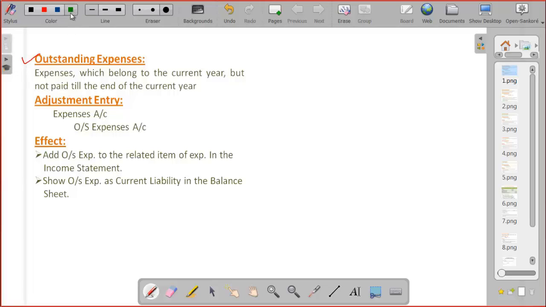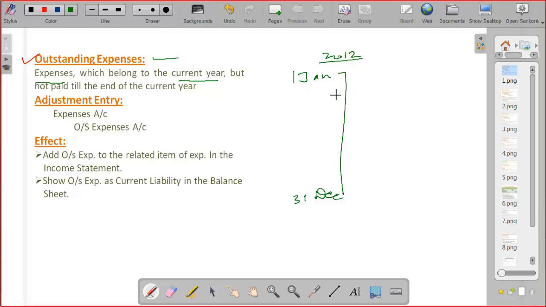Now see, what do we actually mean by outstanding expenses? Expenses which belong to the current year, which are related to the current year, but not paid till the end of the current year. Suppose our current year is 2012. Its beginning date is January 1st and the last date is 31st December. So this is our current year.